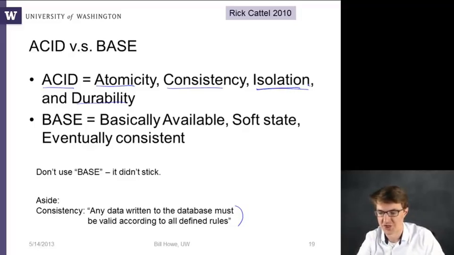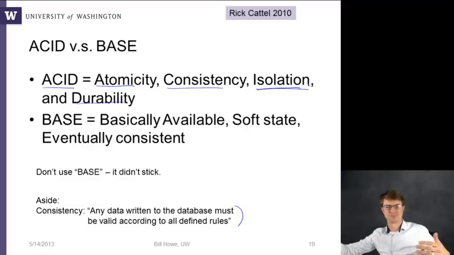Isolation means that while the transaction is occurring, other readers and writers can't sniff partially completed values. You can't sniff values of data items before the transaction is complete. They only get final states, and this one is the one most often relaxed in various ways, in part because it's very expensive and also because it's not usually all that critical.